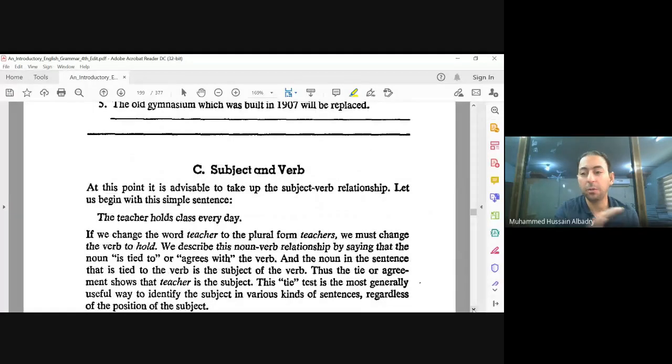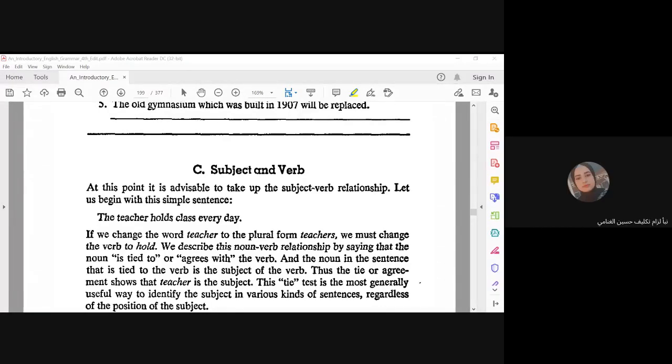So it's easy, I think. Till this, the lab we will finish with this subject and verb. I think it's easy now if you know the subject and verb. It will be easy for you if you understand noun phrase and verb phrase. Thank you so much. And if you have any question, I'm ready. بس chapter 12 و 13 نرجع لهم بعدين.